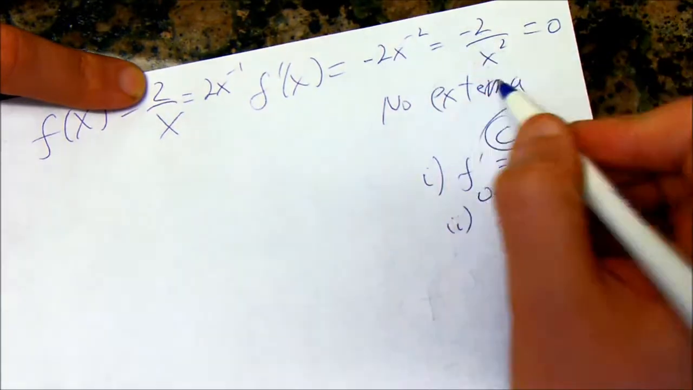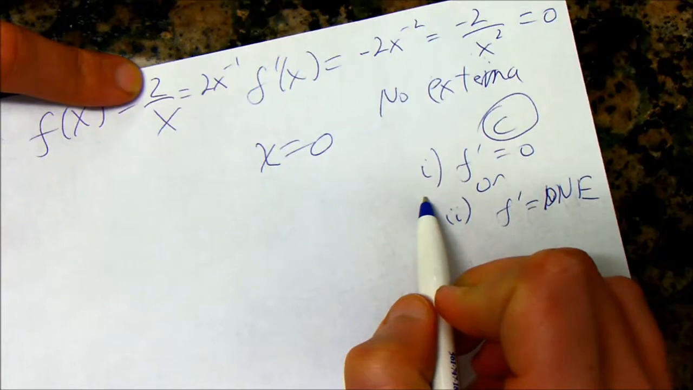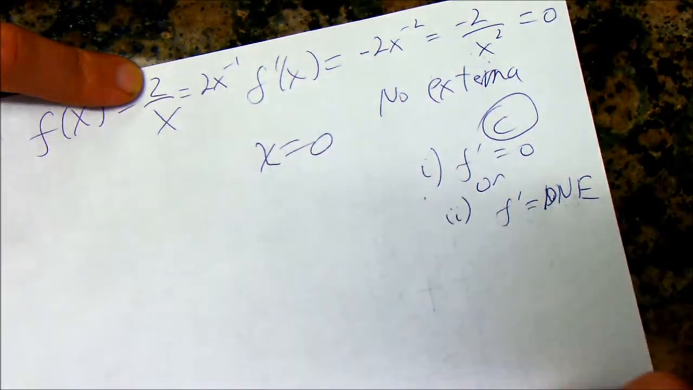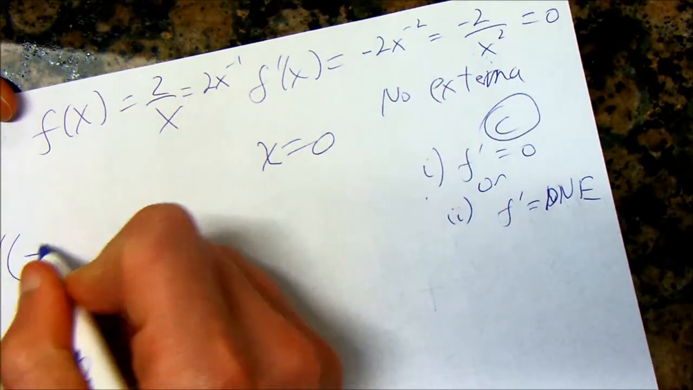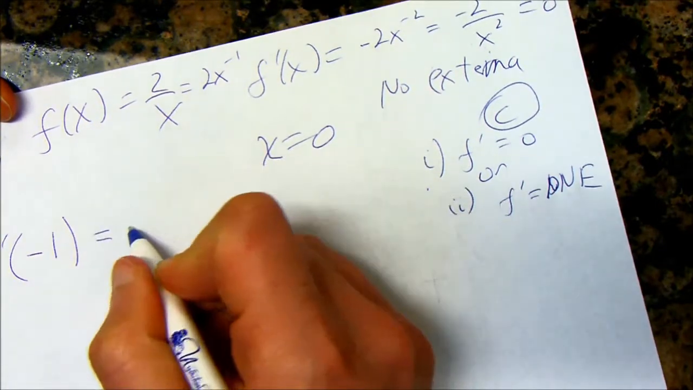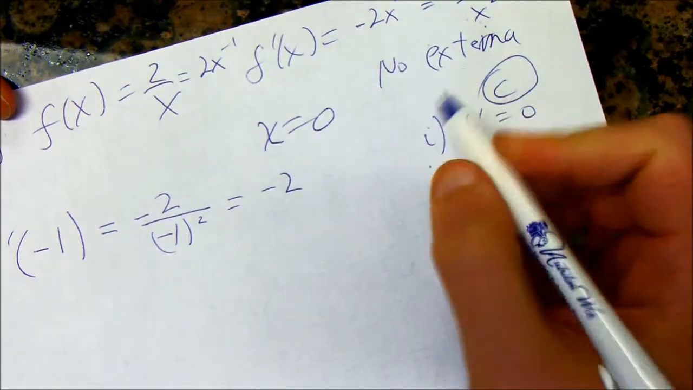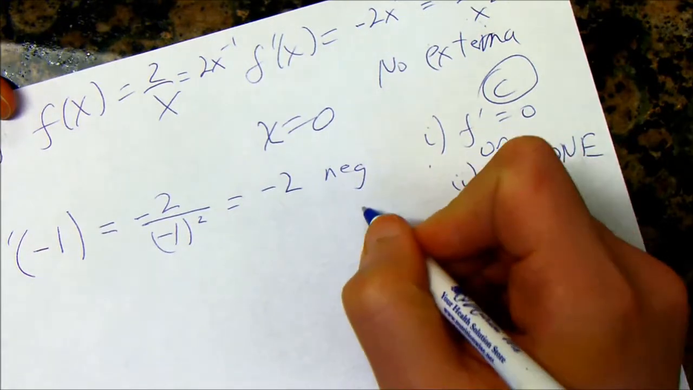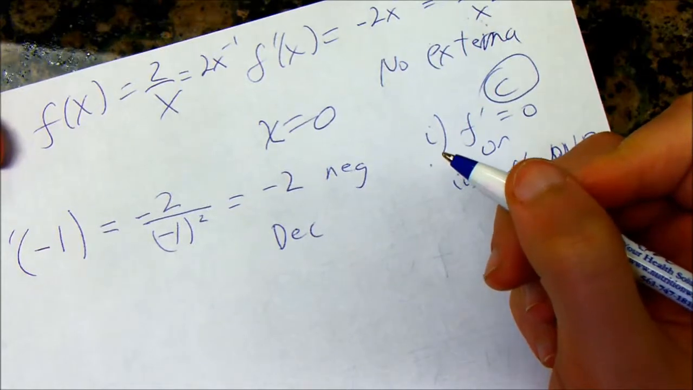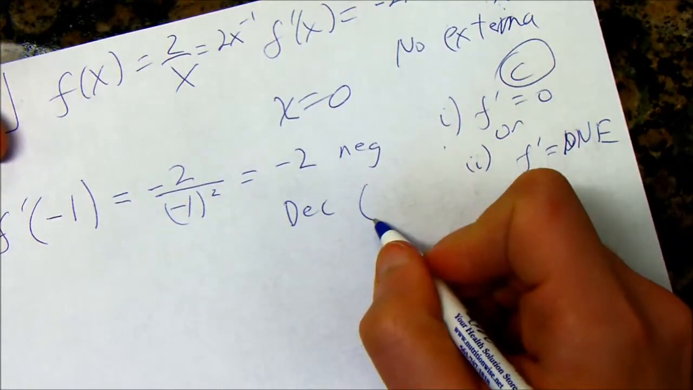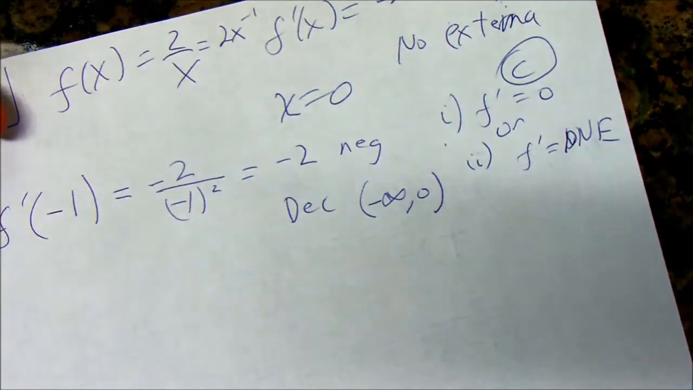Okay, so let's plug in something to the left of our critical number. So our critical number is 0. That's where the graph does not exist. There's a vertical asymptote there. If I plug into f prime something to the left of 0, negative 1, I have negative 2 over negative 1 squared, and I get negative 2. So this is negative. That means the graph is decreasing, right? It's decreasing from negative infinity to 0, and I don't include 0.